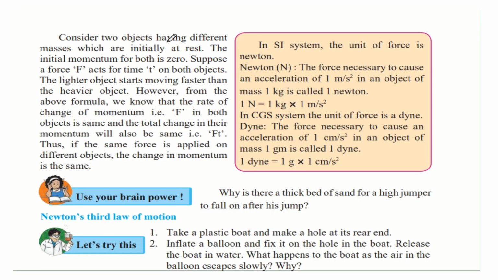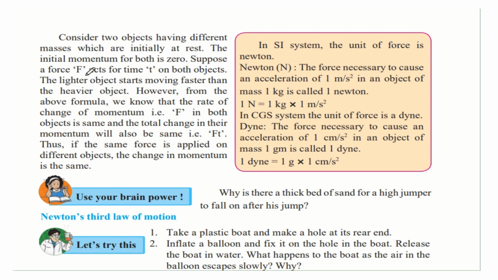Consider two objects having different masses which are initially at rest. The initial momentum for both is 0. If you remember, the formula for momentum was mass into velocity, and since they were initially at rest, their initial velocity would be 0. And when you multiply mass into 0, it would be 0. Therefore, their initial momentum would be 0.